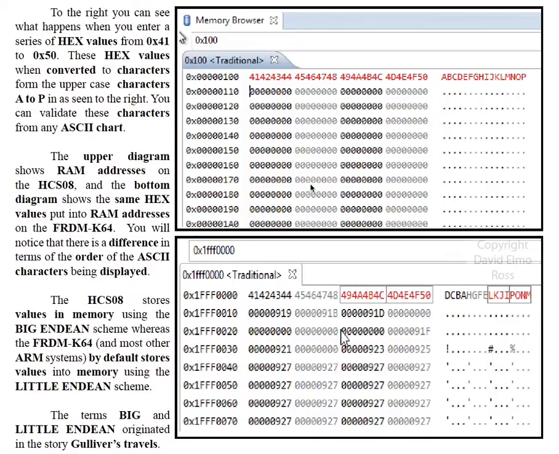Now, if you remember when we took a look at the memory map for the Freedom K64, RAM starts at 1FFF0000. And what we did, same thing, we put 41 through 50 into these addresses. But notice the ASCII characters that we get out here are not the same. Actually, they're just not in the same order.